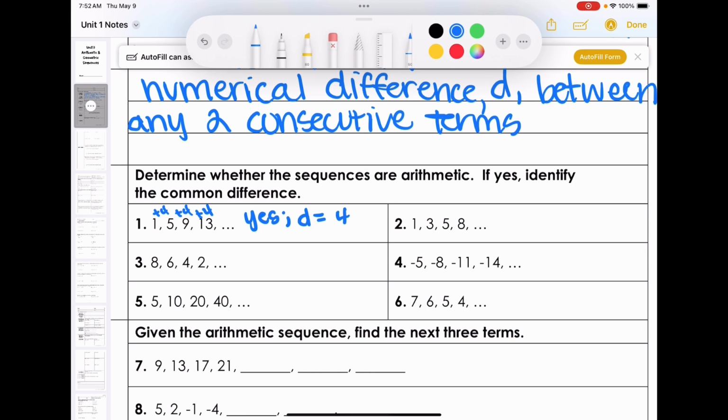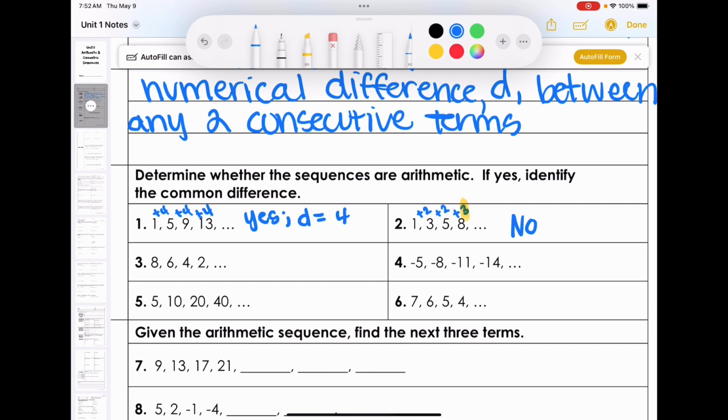All right, number 2, we have 1, 3, 5, and 8. So to get from 1 to 3, I add 2. To get from 3 to 5, I add 2. To get from 5 to 8, I add 3. So since this one, we're not adding by 2, the number changed, that makes this not an arithmetic sequence.